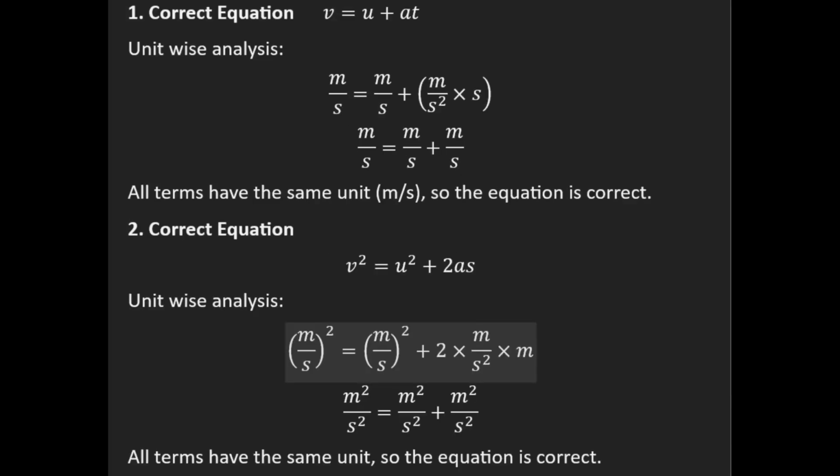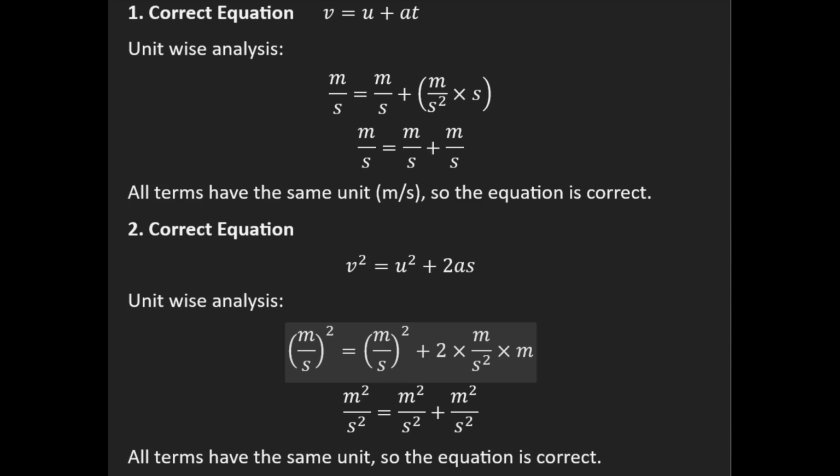Now, students, let's solve some equations using unit-wise analysis. In unit-wise analysis, our main goal is to check whether a physical equation is correct or not by comparing the units on both sides. So, let's solve some examples step by step. First equation, v equals u plus a multiplied by t. Now, students, first of all, we write the unit of every physical quantity. Here, v means final velocity, u means initial velocity, a means acceleration, and t means time.